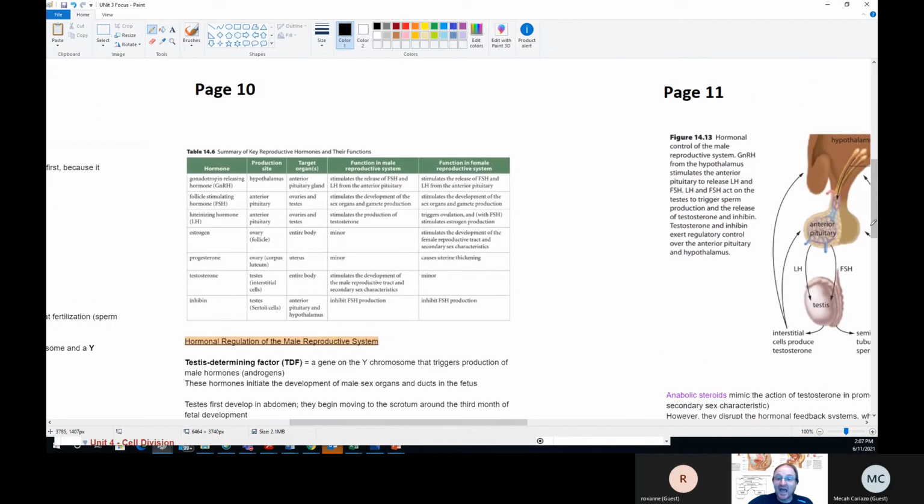But basically, page 10 summarizes. You're going to want to take page 10 and make a bunch of flashcards, connect them with drawings as well, because hormones have a production site, where they're produced, but then their target. That's the key concept with a hormone, is its target.